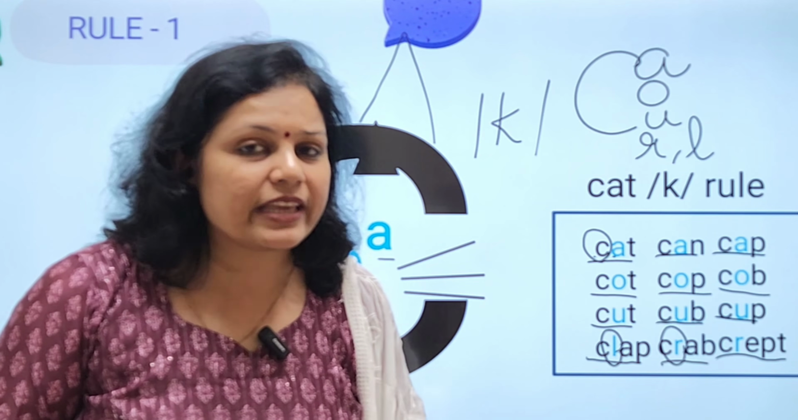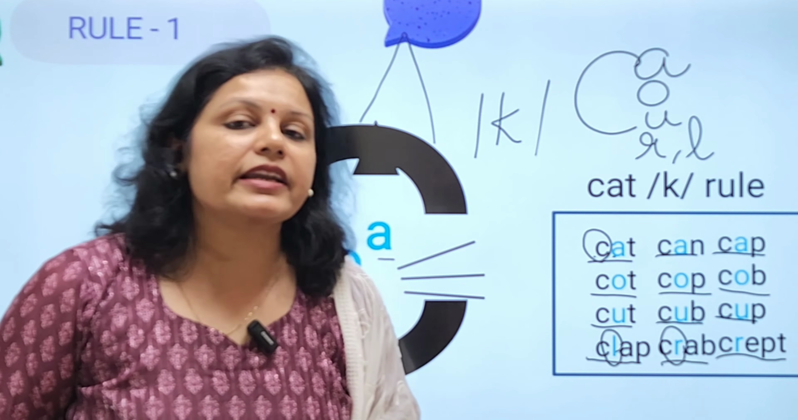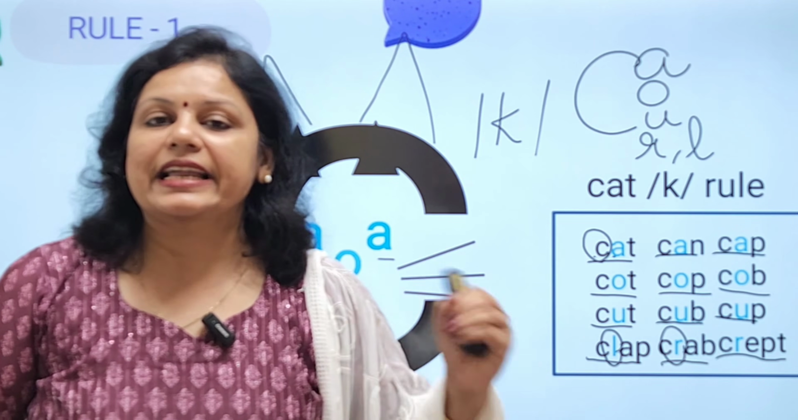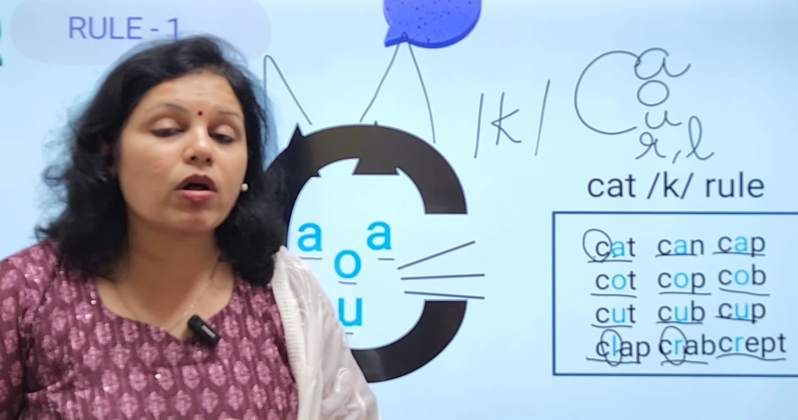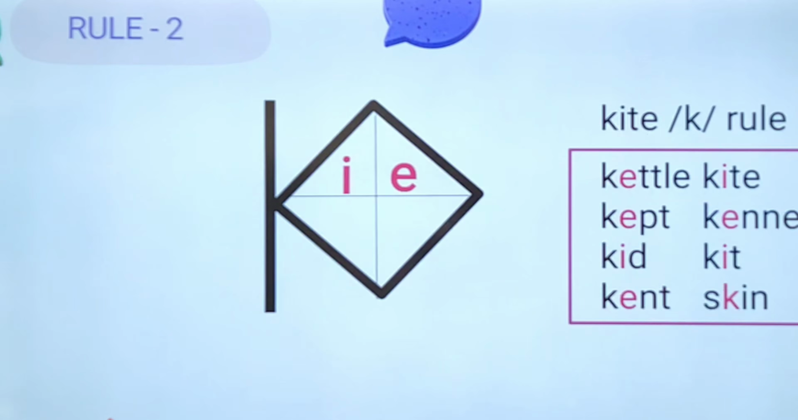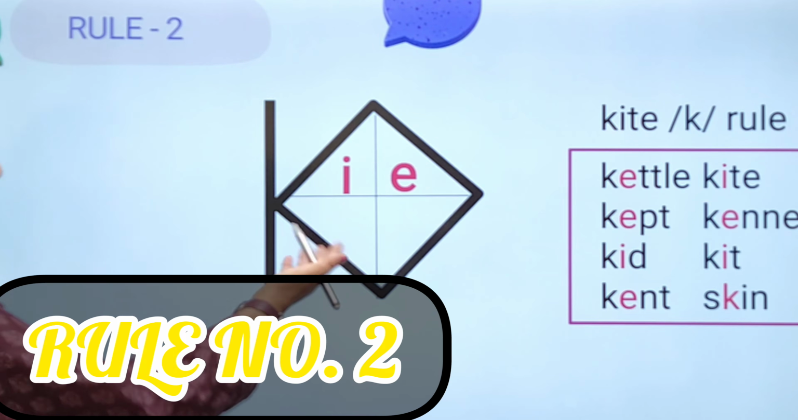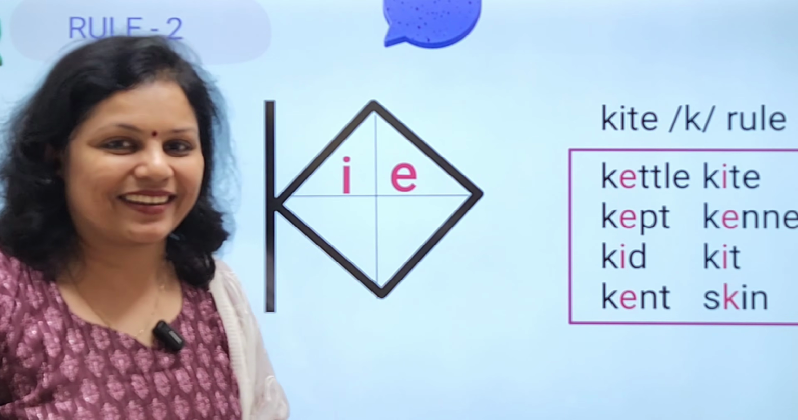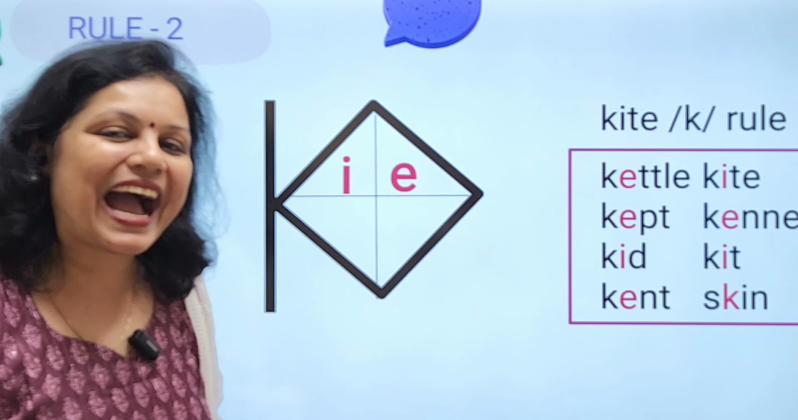Letter C not only gives you the sound of K, but it also gives you the sound of S. That we are going to see later, but today we are going to see all the K sound rules. Similarly, we have one more rule, that is kite-ka. The previous one was cat-ka. The other one is kite-ka.